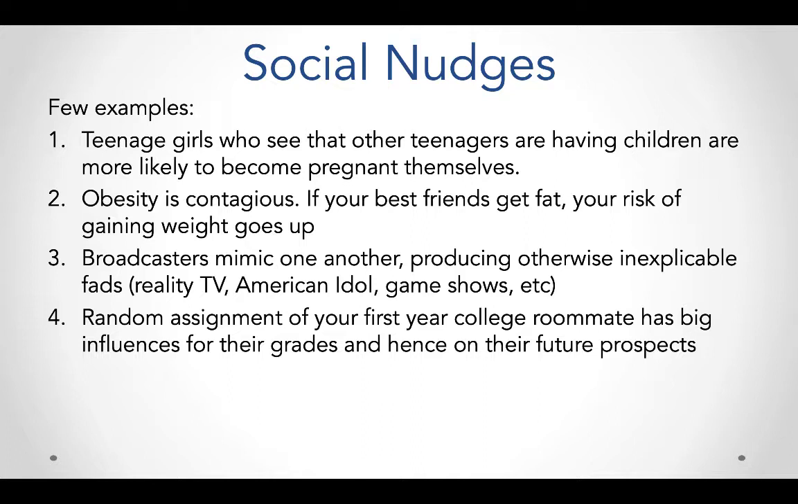Random assignment of your first-year college roommate has big influences on their grades and hence on their future prospects. So this is interesting, and it also applies a little bit to choosing your spouse. Random assignment of your first college roommate is a random choice architecture, still a choice architecture, and it has influence. If you have a good roommate, your grades will be better. If you have a bad roommate, your grades will suffer.